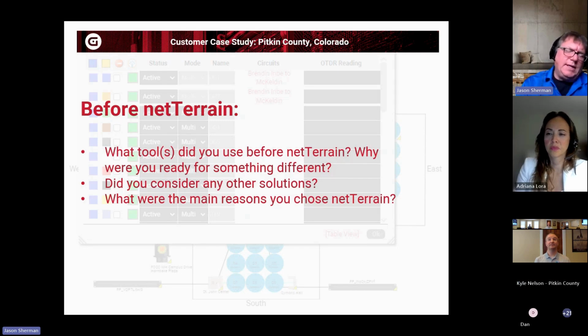Because when people are looking at solutions, we always tell them, and most people are, they're going to look at other solutions anyway. You always look at 2 or 3 or 4 and build some criteria and then make a decision. And that's pretty common. So I'd like to hear from you what you guys went through.